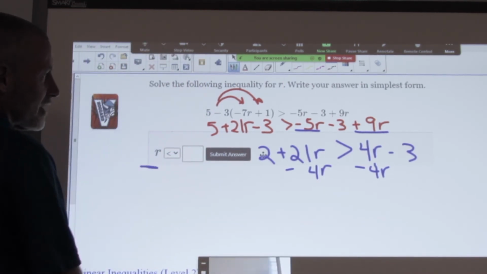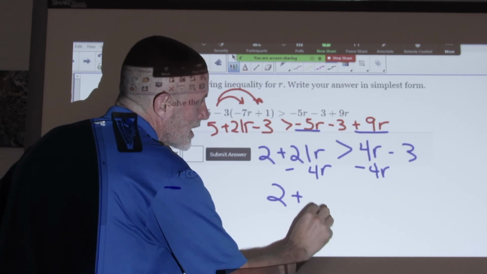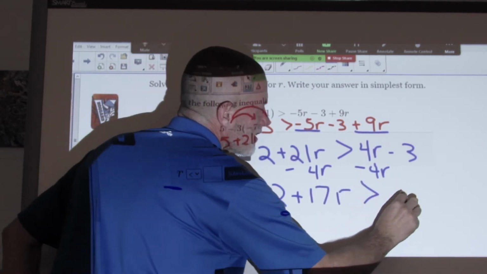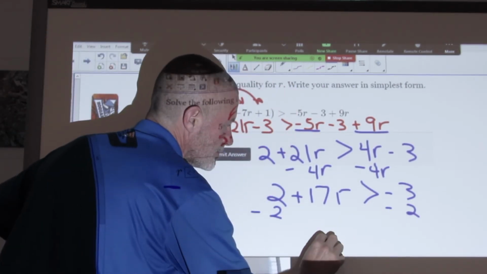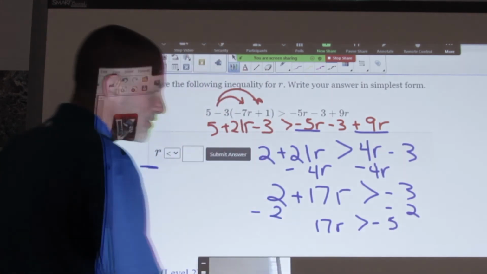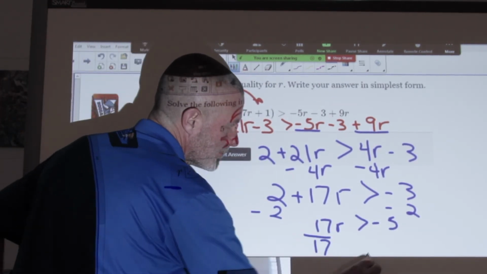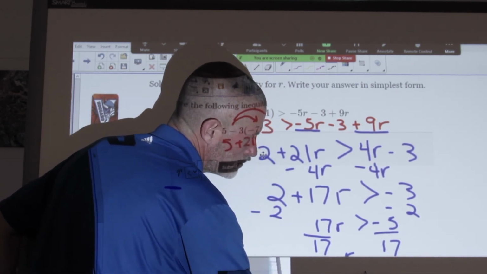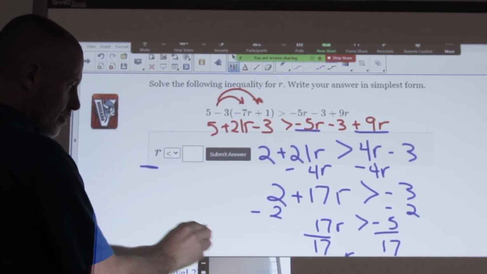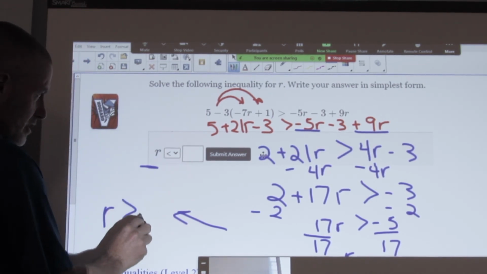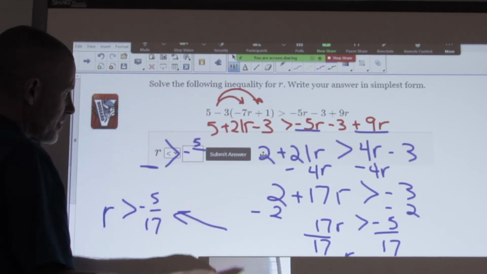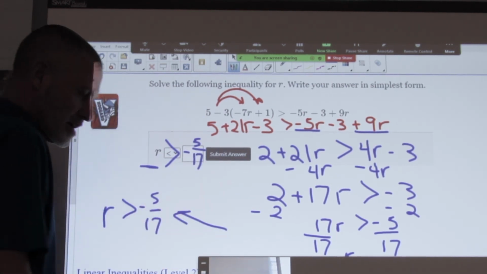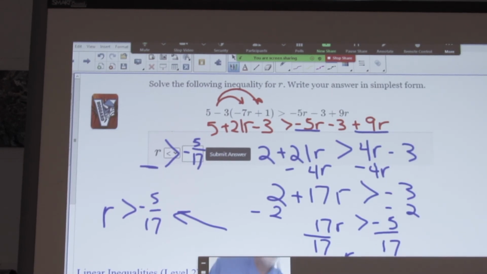This time it's going to end up on the left side, which will mean I don't have to do any fancy spinning things around or anything later. 2 steps. Just subtract 2, subtract 2. 17r is greater than negative 5. And we get a fractional answer again. I ran out of room to write, so I'm going to write that over here. R is greater than negative 5 over 17. Drop down menu, type it in, divided by on a phone, backslash on a laptop, or an iPad, whatever device you might be using.